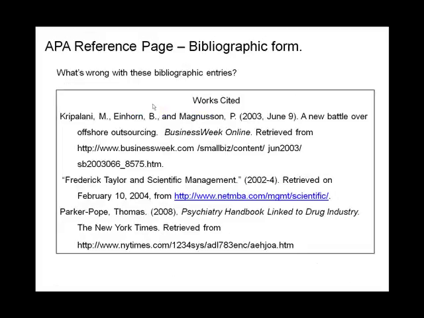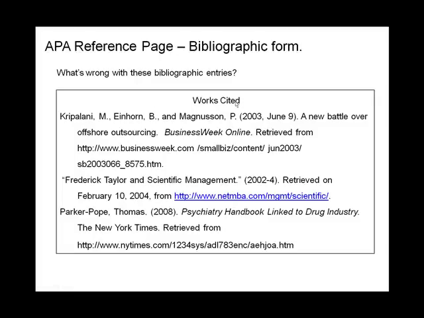Alright, here we have a reference page. It has 3 sources on it, and I'd like you to pause the slideshow, pause the video, and determine where the mistakes are. There are several mistakes, so pause the video. Okay, if you've taken a few moments and looked through it, let's go through the problems here.